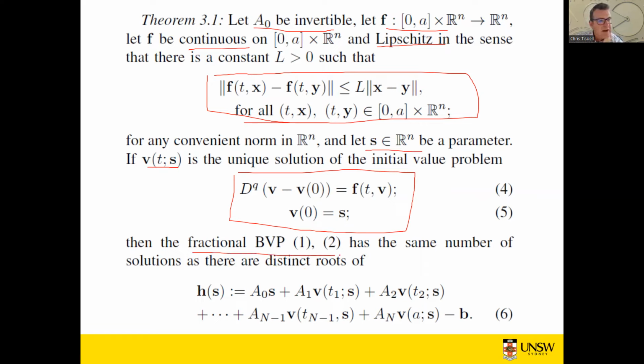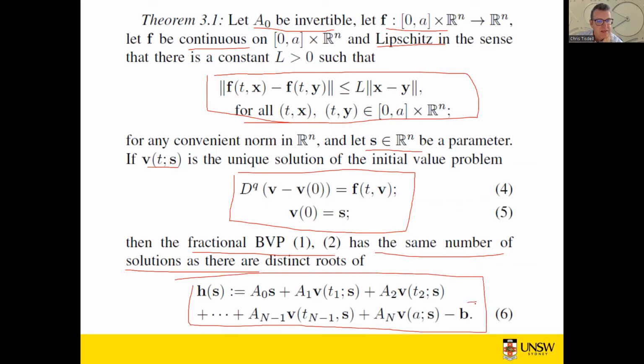So if v is the unique solution, the conclusion of our main theorem is the following. The fractional boundary value problem has the same number of solutions as there are distinct roots to this problem here. So basically, you set this equal to 0 and you count the number of solutions. If equation 6 has 3 solutions, then our original boundary value problem will also have 3 solutions. If equation 6 has 1 solution, then the boundary value problem has 1 solution. If there's no solutions, then the boundary value problem has no solutions. So that's sort of how it works. But let's discuss a couple of examples, and you'll see how to apply it.